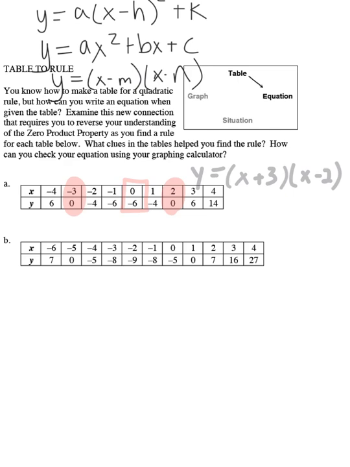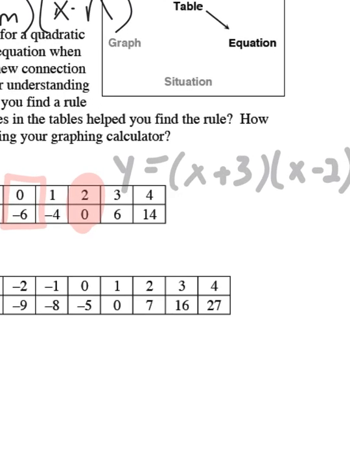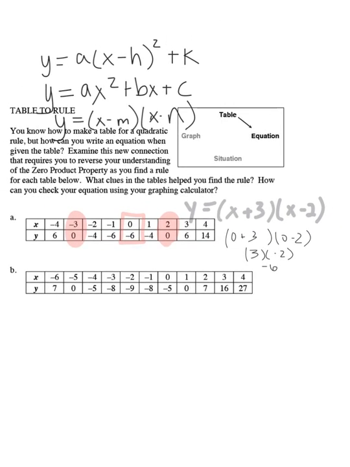We can always check this by checking the y-intercept. If we put in 0 for x, 0 plus 3, 0 minus 2, we'd get 3 times -2, which is -6, which matches our y-intercept.